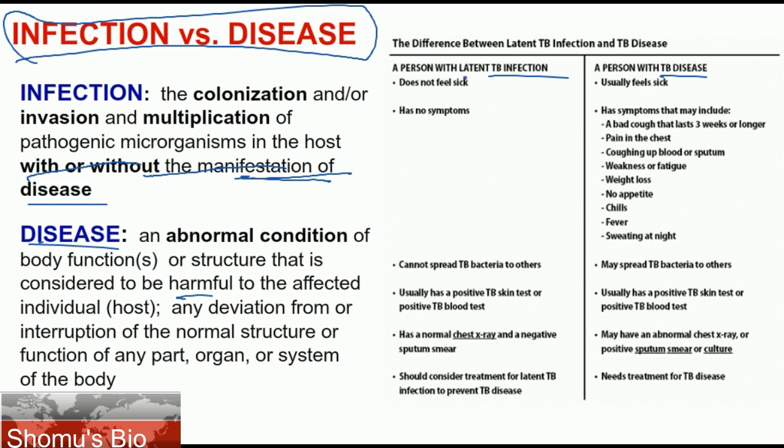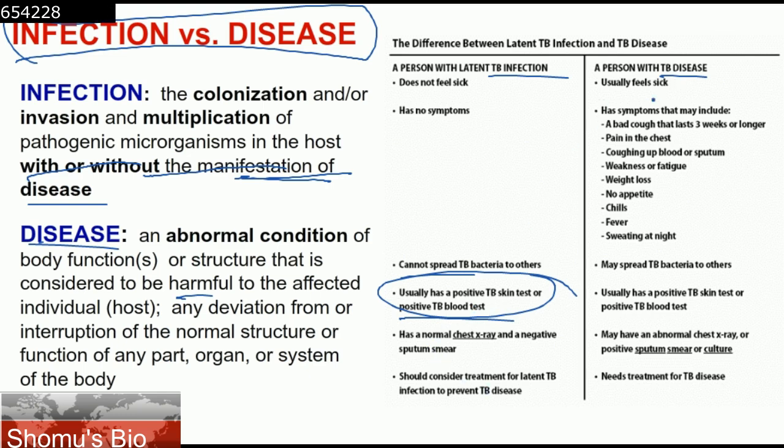The person with a latent TB infection does not feel sick, has no symptoms, cannot spread the TB bacterium to others, and usually has a positive TB skin test and a positive TB blood test. So that is an indication, but there are no further symptoms. That person may have a normal chest X-ray and a negative sputum smear test. So the only way to detect it is a TB skin test or a blood test.